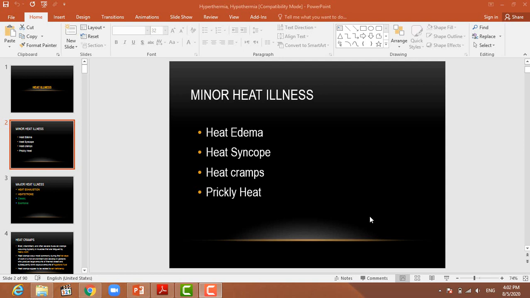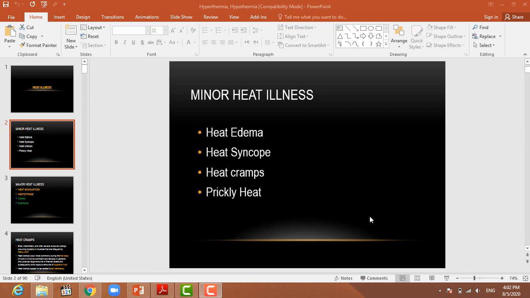Then heat syncope: the patient becomes faint in a hot environment, and this is again due to severe vasodilatation, when the blood is pooled in the peripheral area, particularly at the ankles. Whenever you have a prolonged period of sitting, and after that you take a standing posture, the blood in your dilated vessels at the ankles suddenly drains away, and the patient may become faint. This is heat syncope.